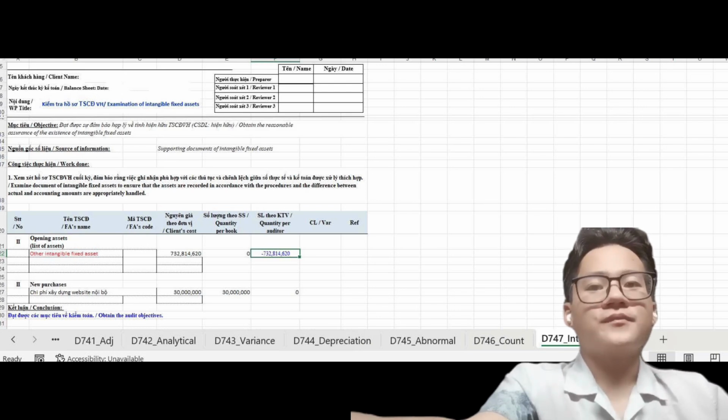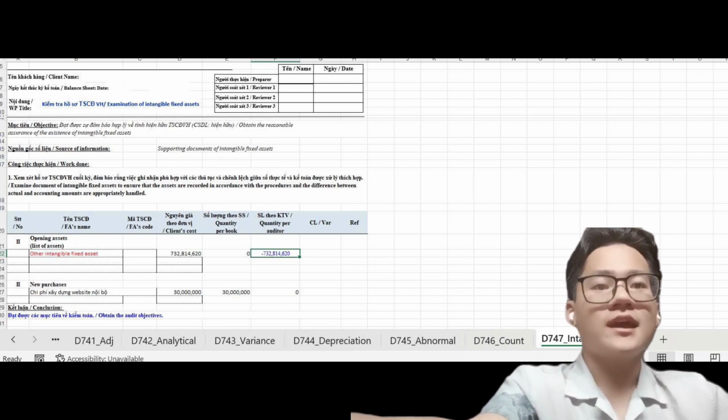What did we do? Firstly, we checked supporting documents like contracts and invoices to prove the asset. Secondly, we compared book value with our verified value. And thirdly, we made sure everything follows audit standards. The data came from supporting documents provided by the company.